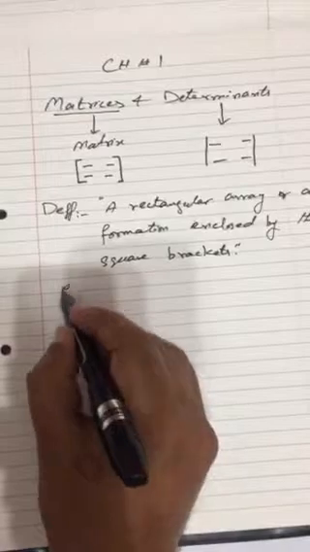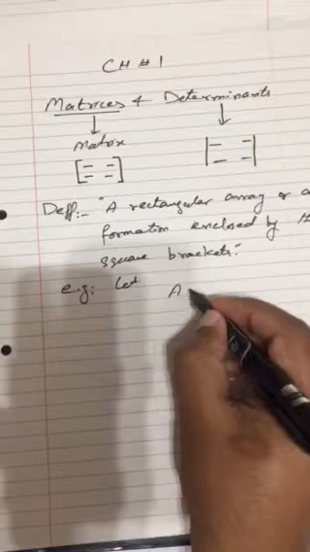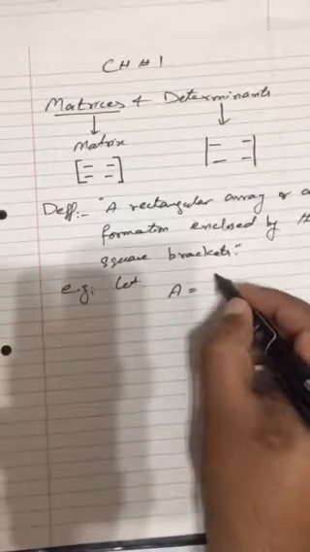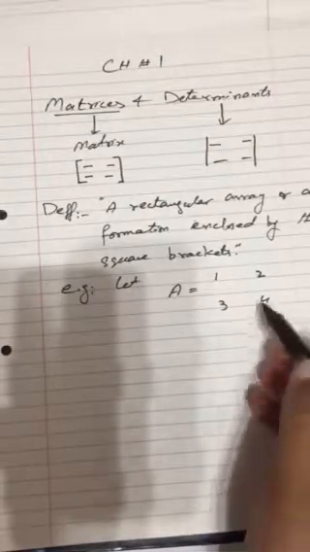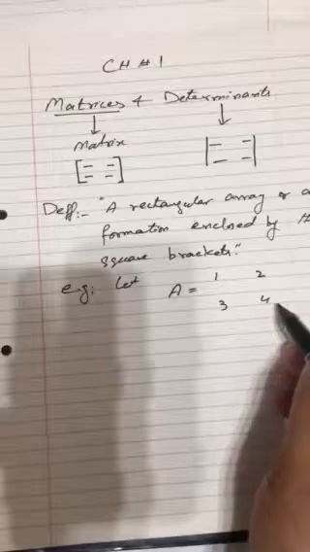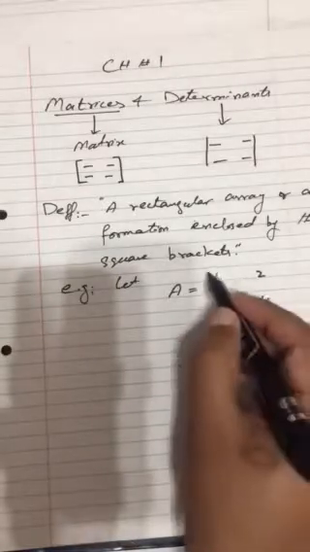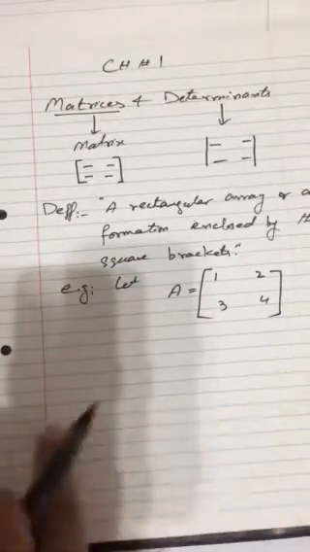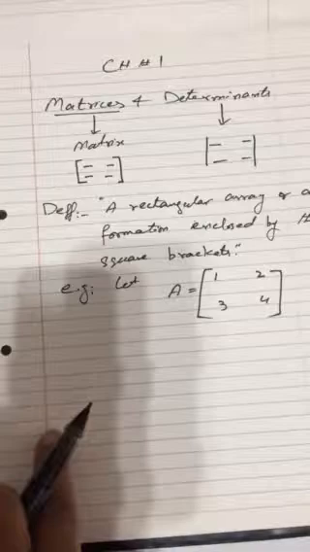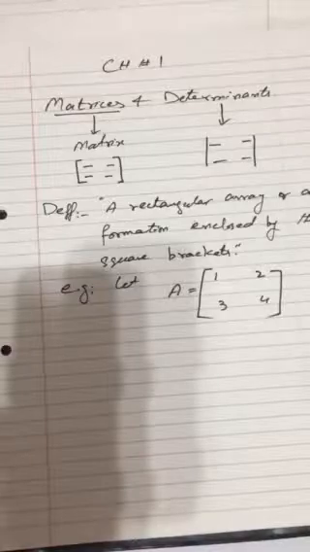For example, let matrix A have 1, 2, 3, 4. This is the array of numbers or formation of numbers. This is in a horizontal line and these are in a vertical line, enclosed by the square brackets. When I write the square brackets, it is called a matrix. And if I write the straight lines, it is called a determinant.